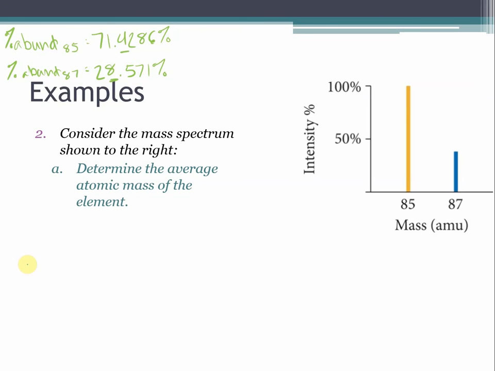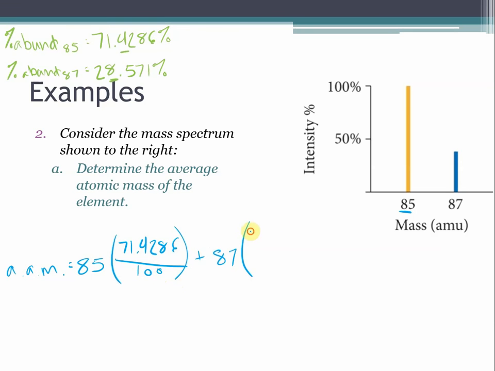Now we can actually solve for the average atomic mass. So our average atomic mass is going to be equal to the mass of our first isotope, which is this 85, times our percent abundance, which is this 71.4286 divided by 100. Remembering that this 100 is also not really a real number. And then plus our other isotope, which has a mass of 87, times 28.571 over 100.